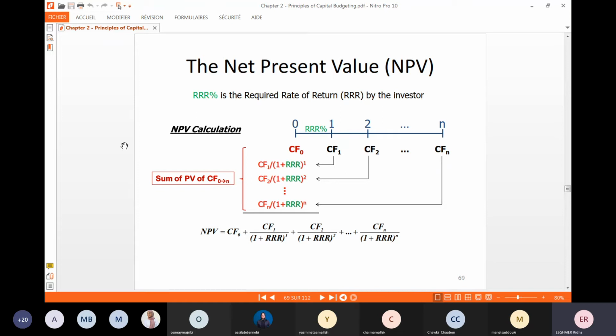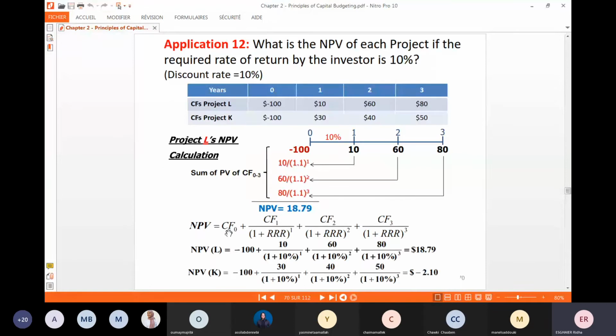For project L and project K, we have the cash flows 10, 60, 80, 30, 40, 50. We can't make the sum without discounting the cash flows. We need to discount each cash flow to compute its value at date 0 to be able to compare it with cash flow 0. We find 18.79 and minus 2.10 for project L and project K respectively.